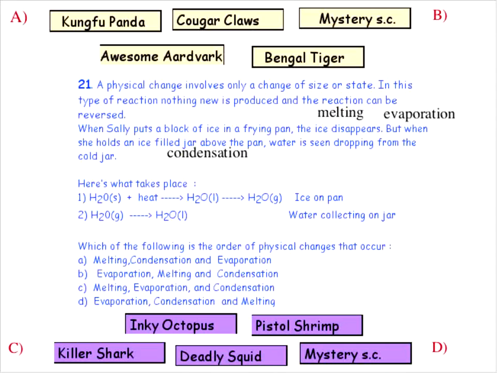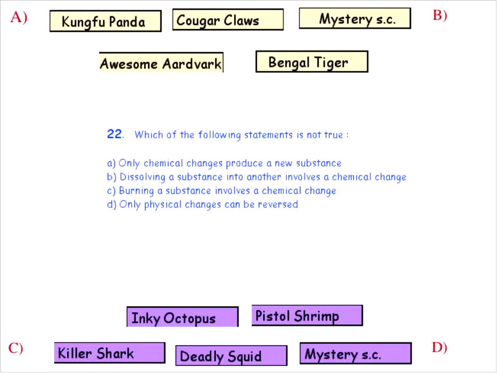Okay, so again, here's what's taking place. Going from solid ice to liquid water, and you're going from liquid water to steam, evaporation. You're going from steam to liquid, which is condensation. So the order is melting, evaporation, condensation, and that's going to be answer C. Okay, on to the next one.